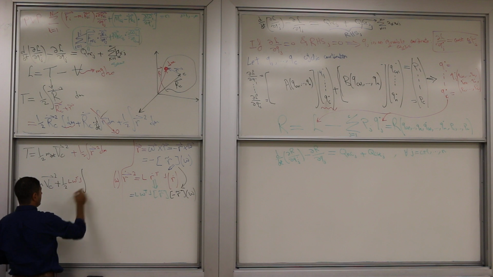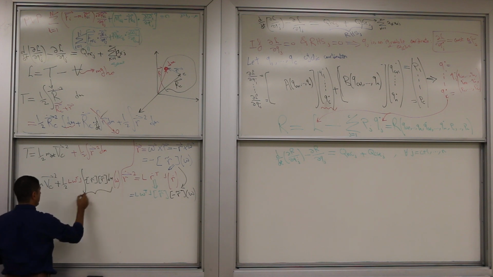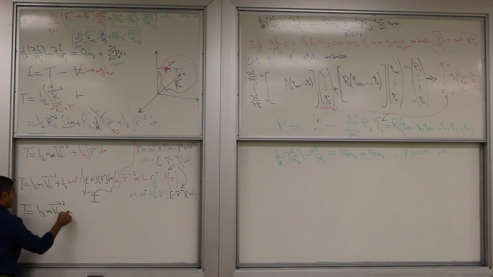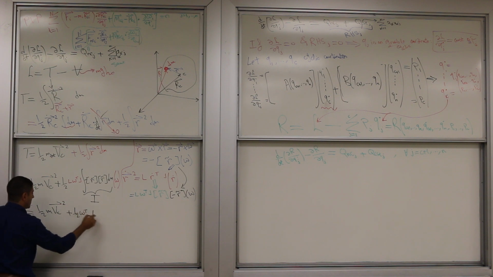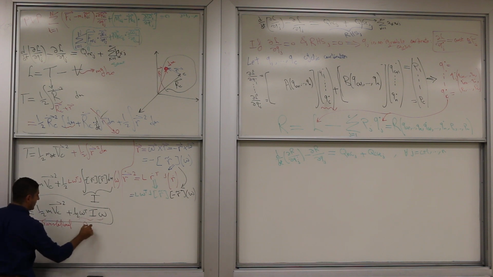Now I have integration of r tilde transpose r tilde dm. You remember what we call this black guy? This is the moment of inertia. So the final expression for the kinetic energy is 1/2 mv squared for the center of mass plus 1/2 omega transpose I omega, and we're done. So you just need to add one more term for the kinetic energy. This is the translational kinetic energy, and this is the rotational kinetic energy.